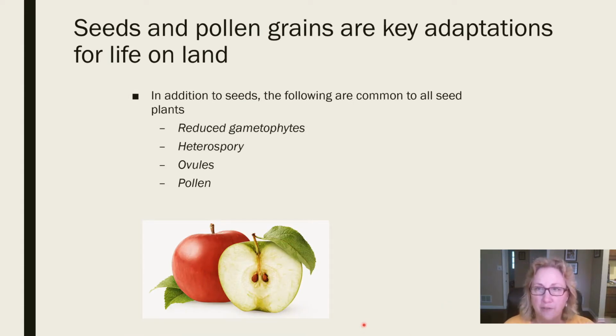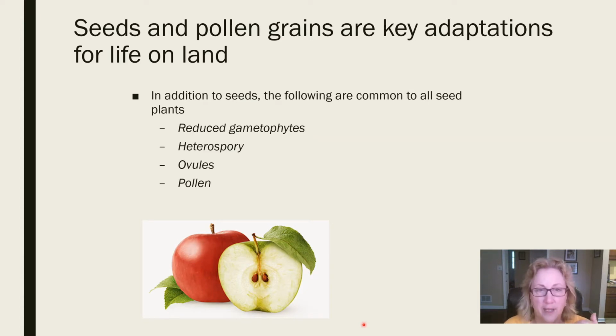There are a few other adaptations that are seen in the seed plants. One is vastly reduced gametophytes. We saw in the vascular seedless plants like ferns, they still have a gametophyte that lives independently, but it's very small. In gymnosperms and angiosperms, the seed plants, we no longer can even really see the gametophyte. It's very tiny, in some cases microscopic.